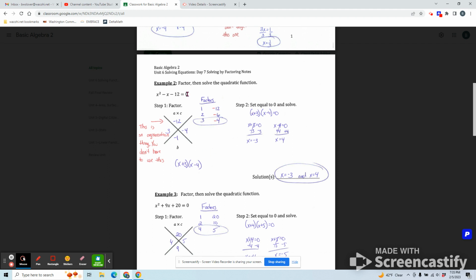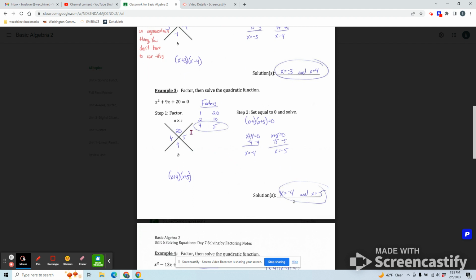Now, because this is an equation and it's equal to 0, I set it equal to 0, and then I solve. The same thing that we just did in example 1. I take one set of parentheses, set it equal to 0. Take the other set of parentheses, set it equal to 0. I get 2 answers. So those are my solutions. X equals negative 3 and x equals 4. And if you were to take both of those and plug it back into this equation, it would make it true.